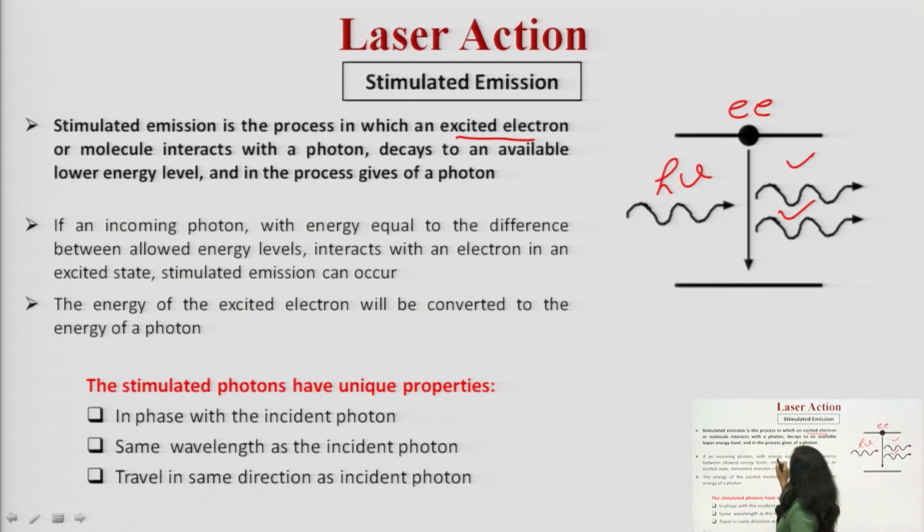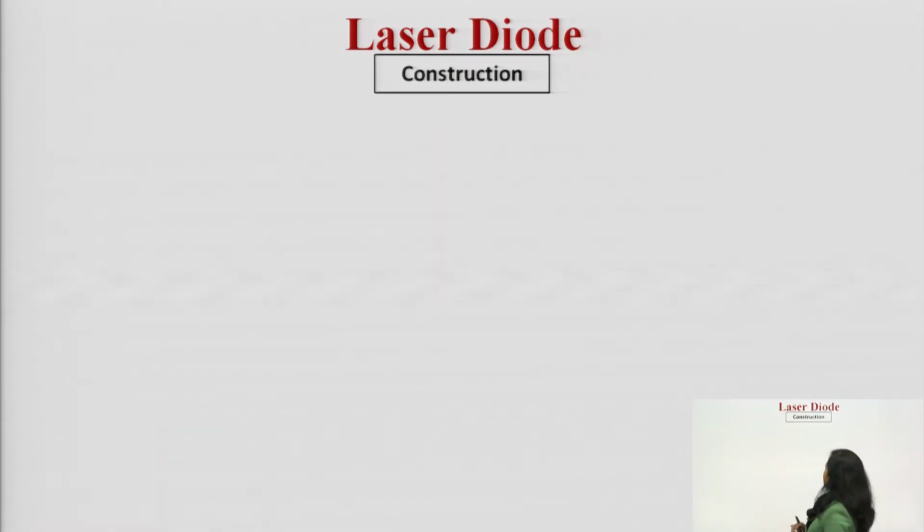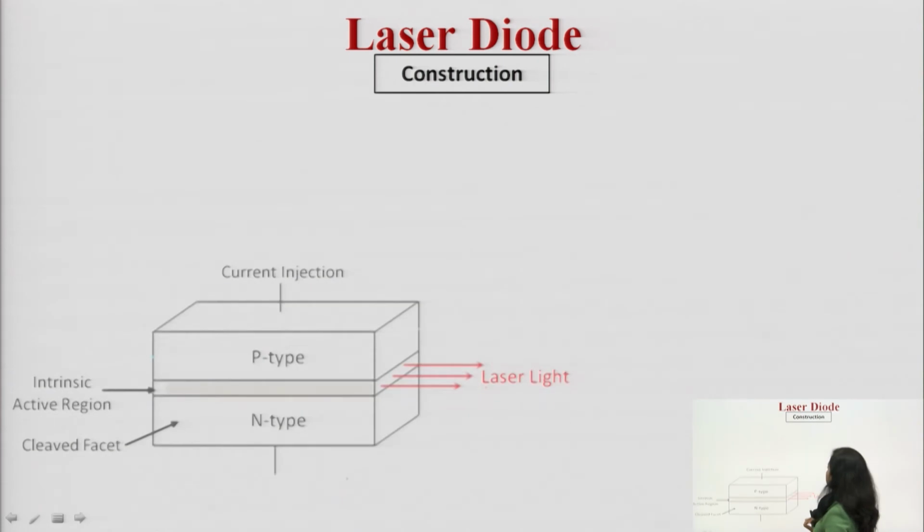An incoming photon with energy equal to the difference between the allowed energy levels interacts with an electron in the excited state, and stimulated emission can occur. This is the fundamental principle of the laser. Now let us discuss the construction.